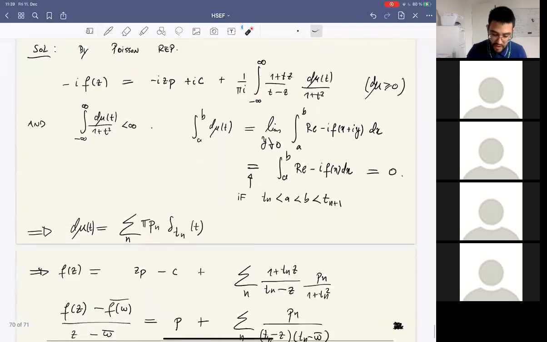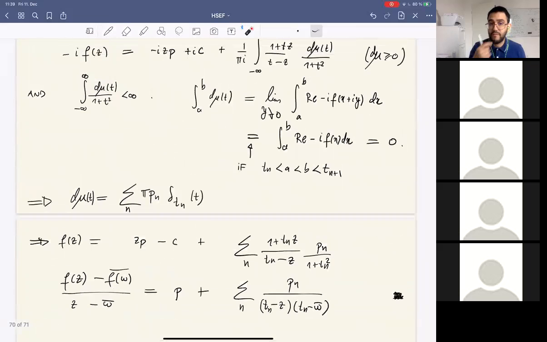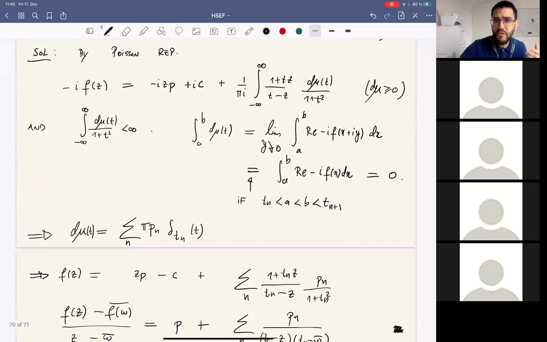And the Pn's have to be greater or equal than 0 because the function mu is greater or equal than 0. So the jumps have to be greater or equal than 0. Okay, so this finishes the problem. Okay, any questions in the solution of this problem?